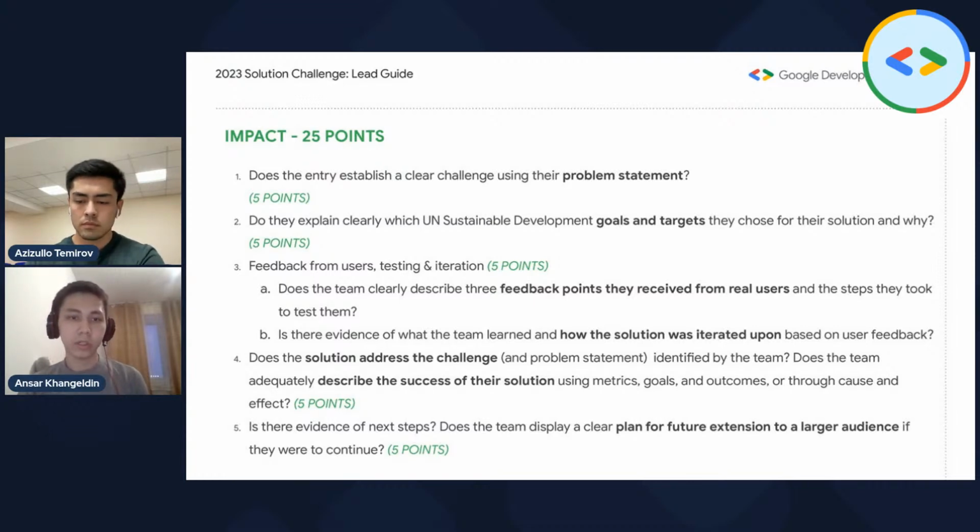Feedback from users, testing and iteration. It is all about how users interact with your app or your project. So is this project user friendly, and is this project really important and useful? The first question is again about your problem statement, and the fifth question is about your next steps. So you have to think about your future extensions and your scaling. I think we can call it a future startup, maybe. You have to think about scaling your project so that you will reach a larger audience and reach more and more people later after the Solution Challenge. So, next slide.